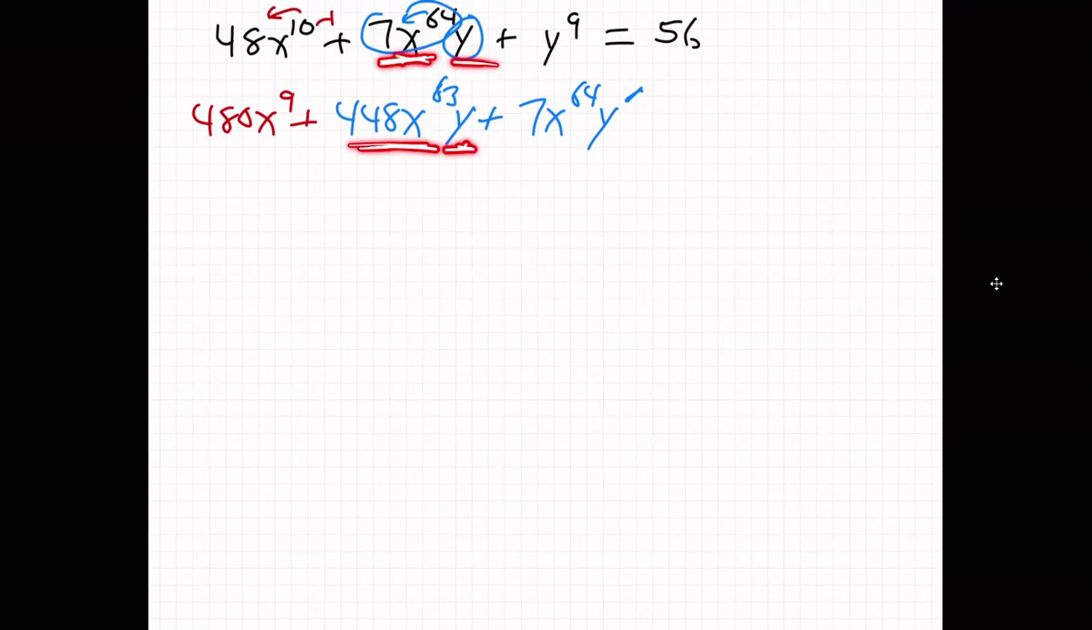Because these are two functions multiplied, right? We have to do the product rule. So this guy goes first, and the y just sits there. And then the 7x to the 64 just sits there, and it's the y's term, which is y prime. Okay? And then plus, now this guy.